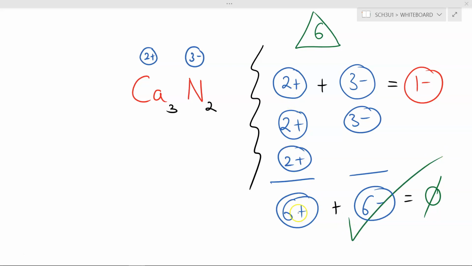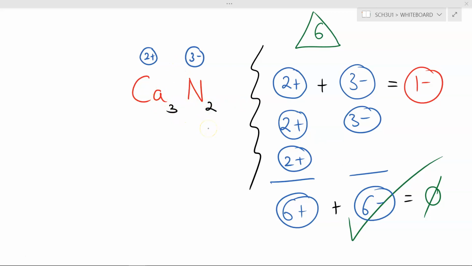So this shows me that during this process I lost 6 electrons, but then I also gained 6 electrons. So for every electron that was lost, it found a new home. That's what the 0 represents. No one left behind. Alright, this is not like IKEA furniture where I'm allowed to have extra pieces left behind. This has to be perfect. So my chemical formula is Ca3N2.